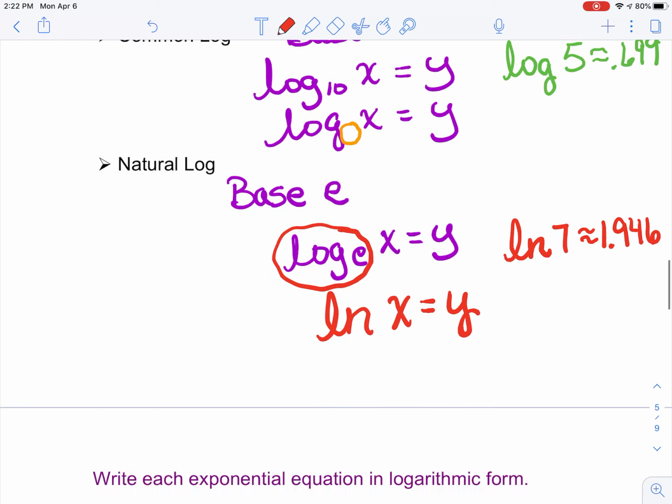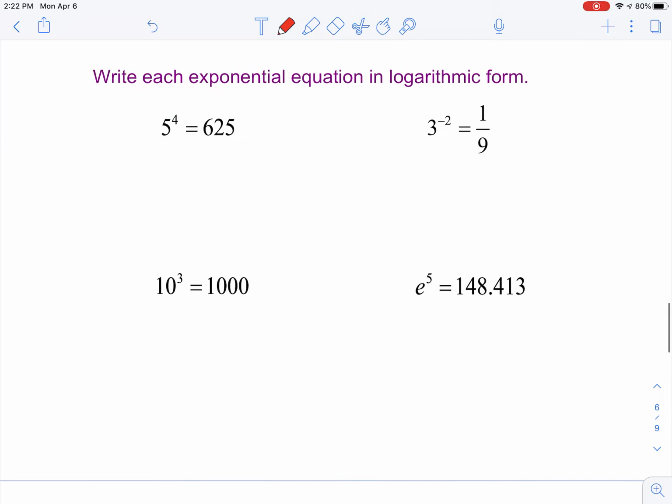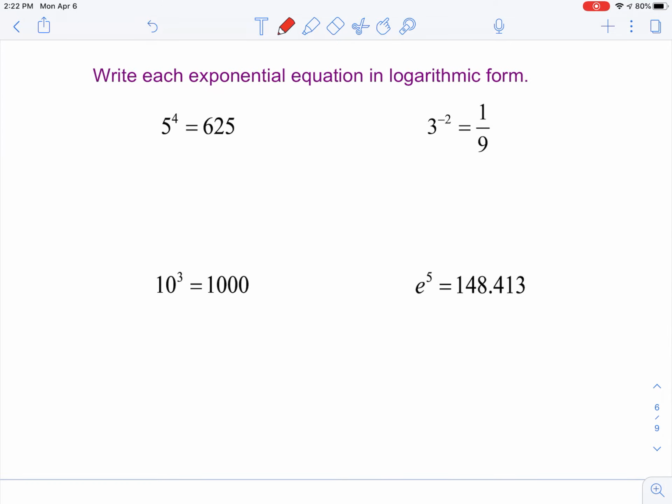So now let's do some work here. We're just going to be switching the form. So we're going to take exponential to logarithmic. So the first thing you're going to do is write down log, and it's going to be base b. Let me write it over here. Log base b of x equals y.